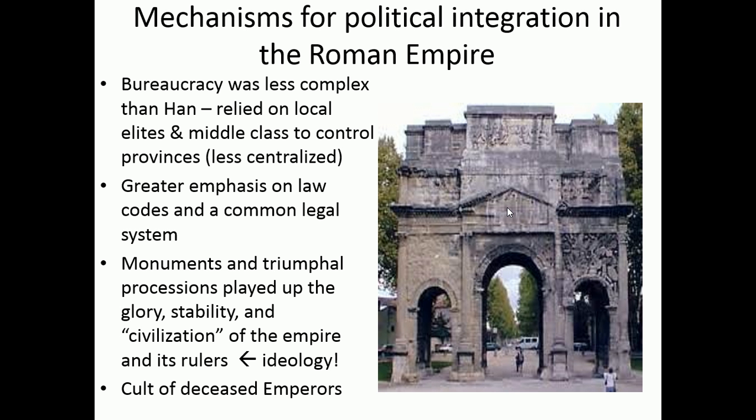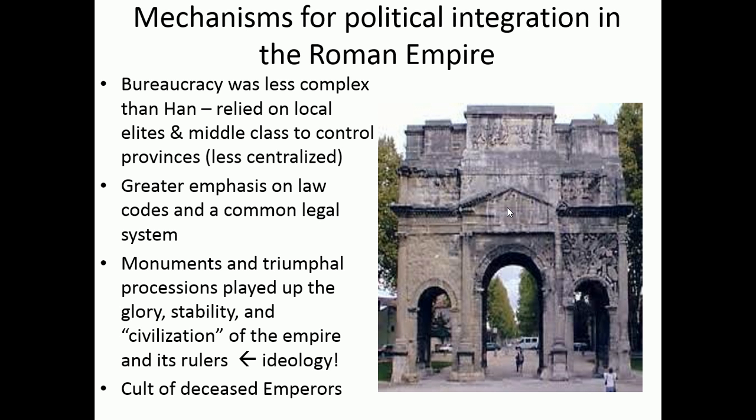Rome perhaps had better infrastructure, but the bureaucracy was less centralized than it was in China. Instead, Rome focused a lot on building up the idea of Roman civilization, glory, stability, and bringing proper civilization to the people that they conquered.